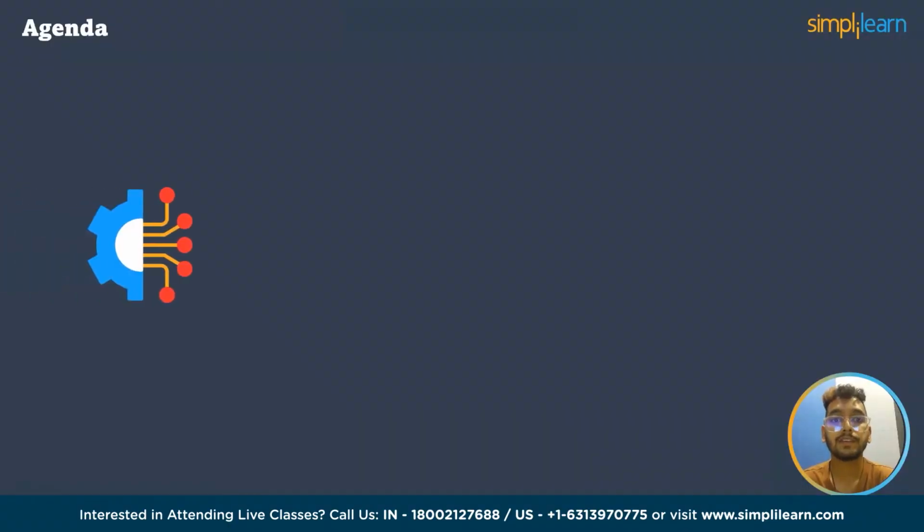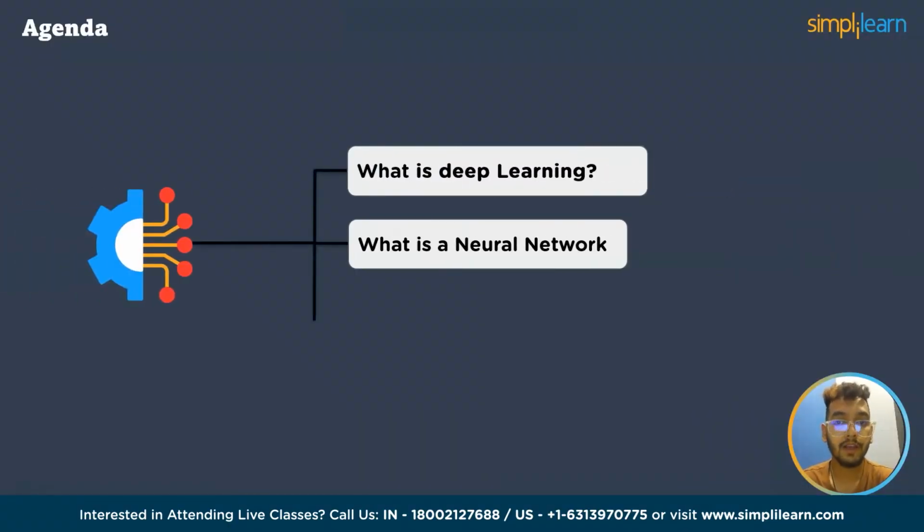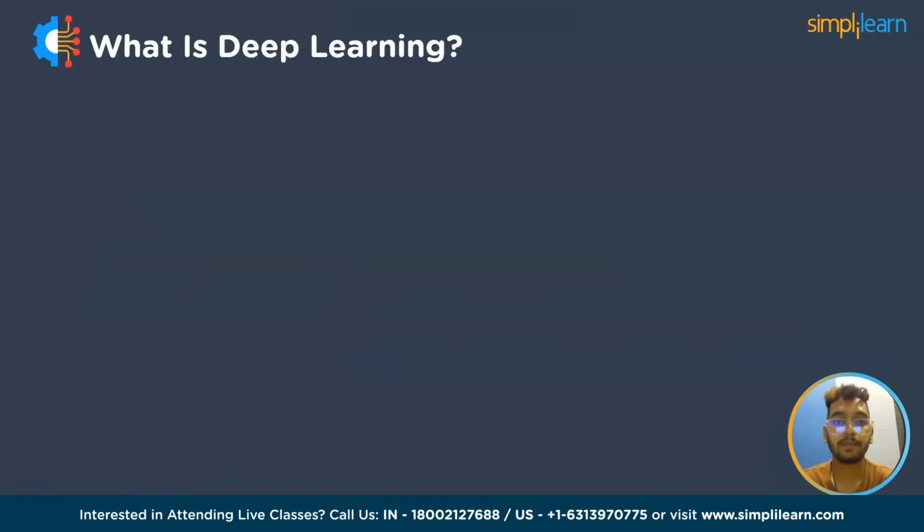In today's session, we will discuss what deep learning is, and moving ahead we will cover what is a neural network, and in the end we will do a hands-on lab demo of flower image classification using CNN. So what is deep learning?